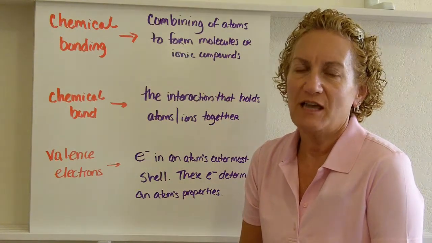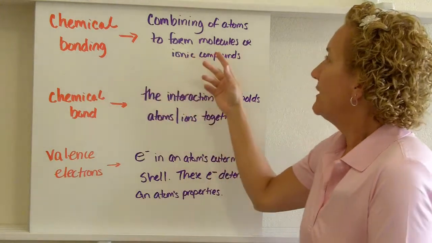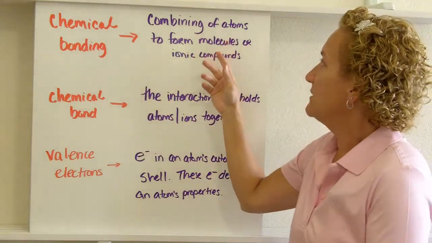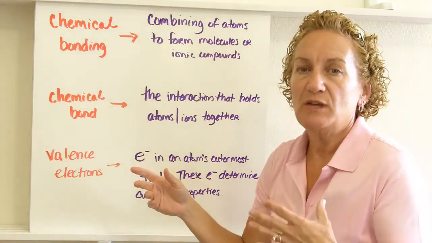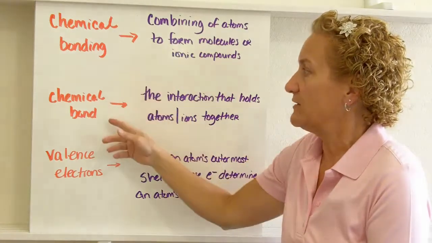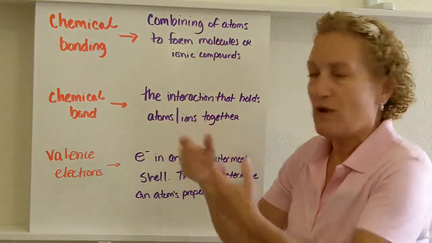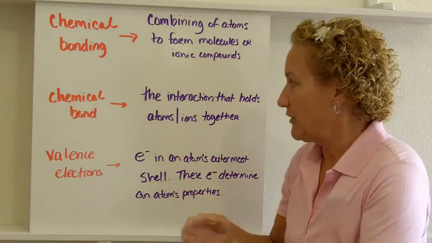This video is about chemical bonding. So what is chemical bonding? Well, it's when you combine atoms to form either molecules or ionic compounds. And we'll talk about the difference between molecules and ionic compounds in just a minute, but that's what chemical bonding is. A chemical bond is the interaction that holds atoms or ions together. So it's what keeps them together.